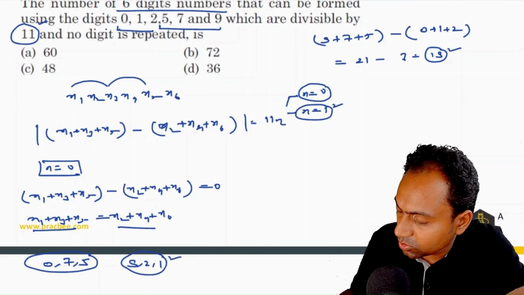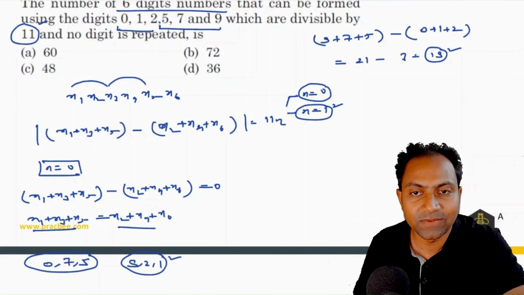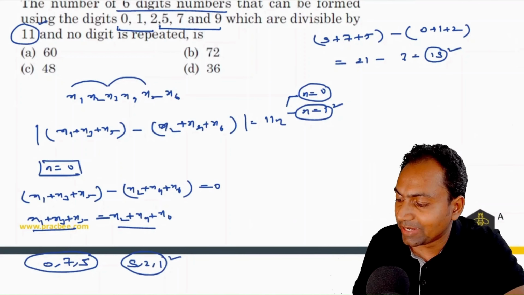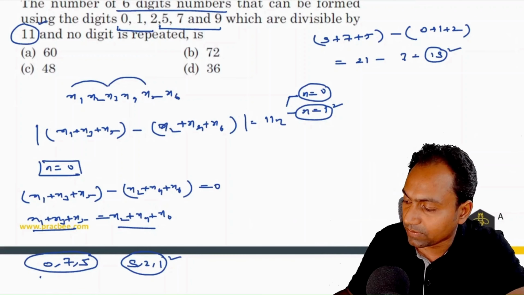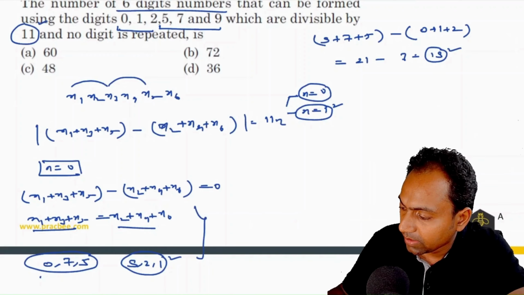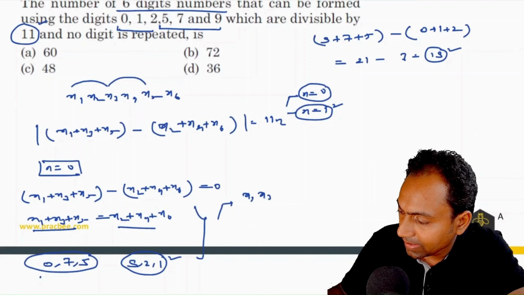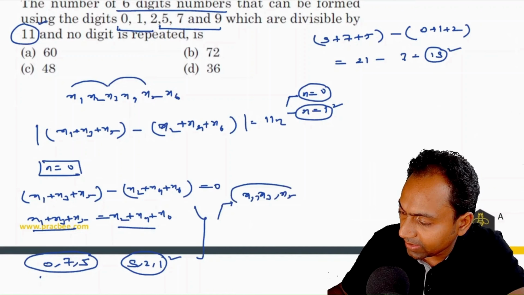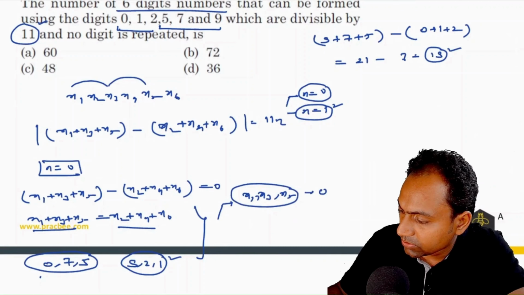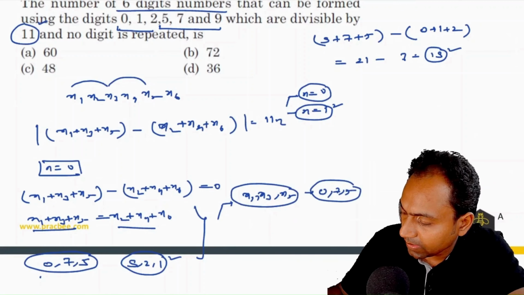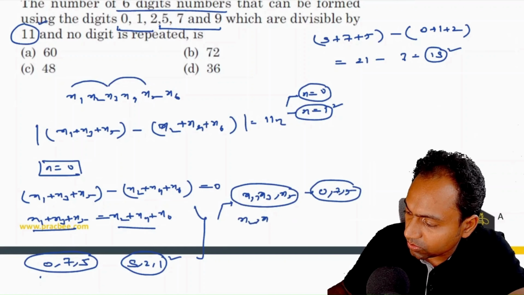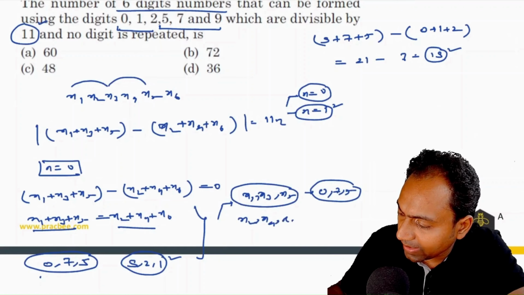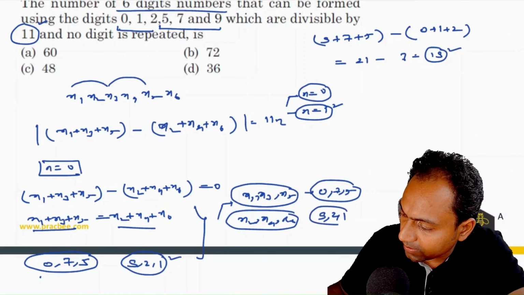If I consider this group, you can see that 0 plus 7 plus 5 is nothing but equal to 12. And 9, 2 and 1 again will be equal to 12. So now you can see that both of them can take either of the values. So we have two cases here. In the first case, let us say x1, x3 and x5 are taking values from 0, 7 and 5. And correspondingly, x2, x4 and x6 are nothing but equal to 9, 2 and 1.